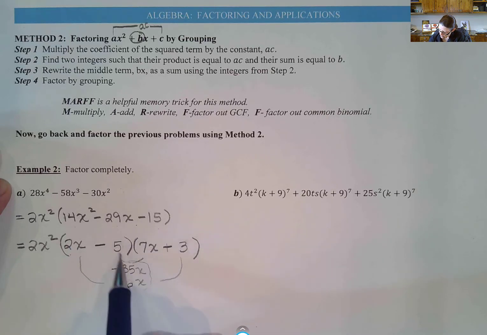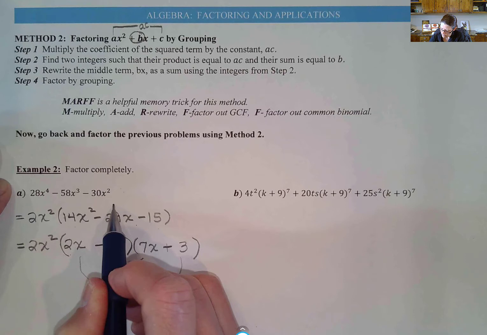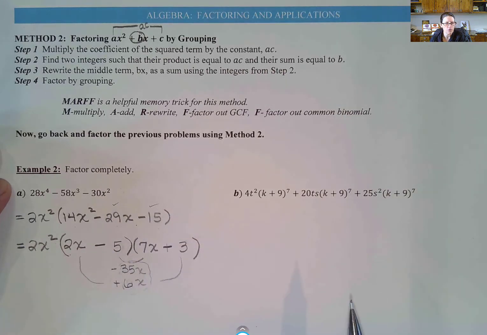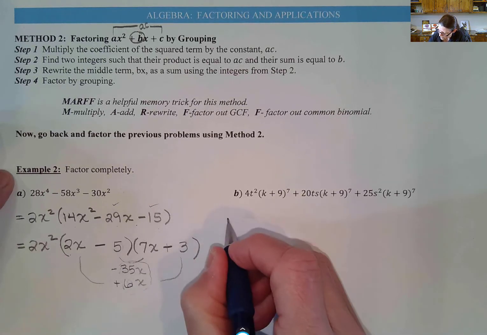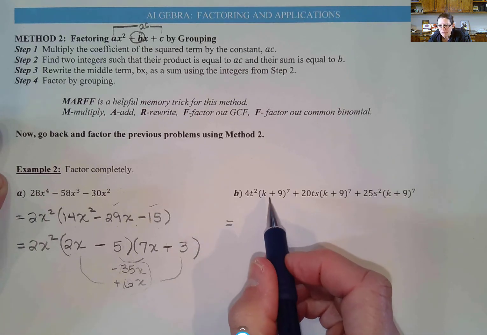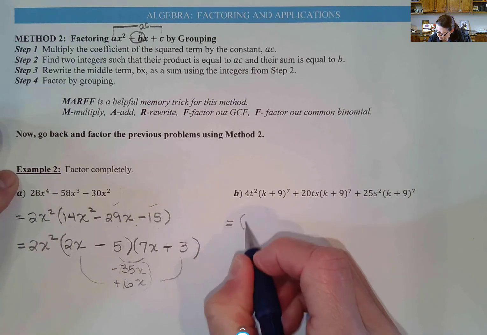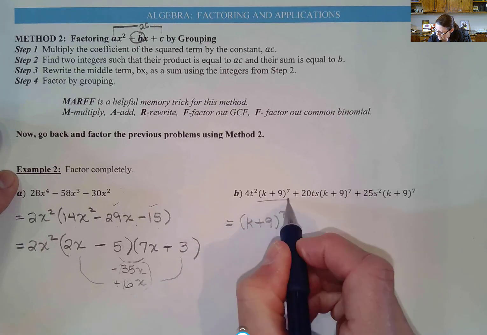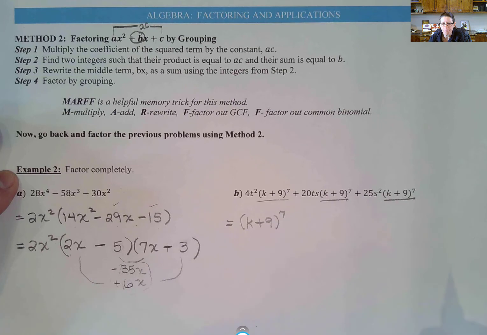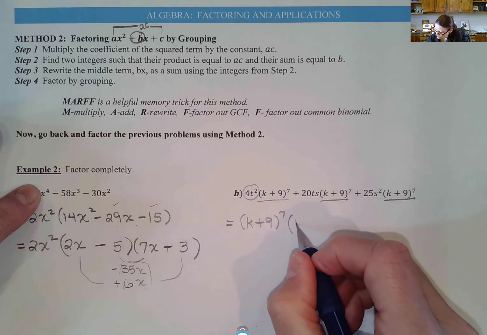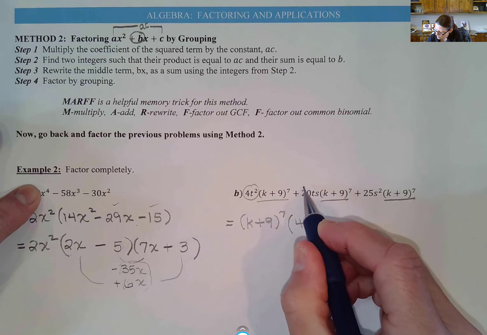Let's see, last problem, part B. Let's start by factoring out the greatest common factor, which is k plus 9 to the 7th. We see that in each of these terms, don't we? Now, what remains? 4t squared plus 20ts plus 25s squared. And let's continue factoring if possible.